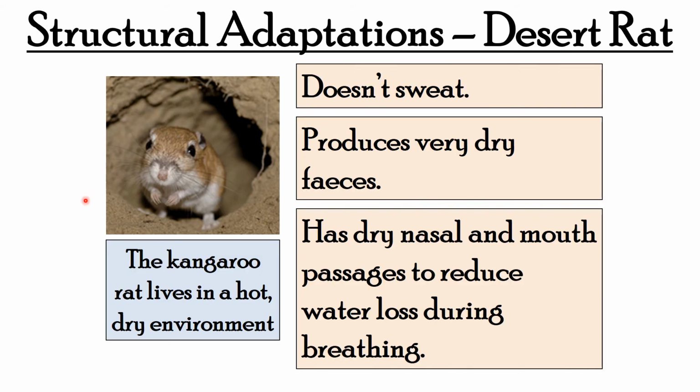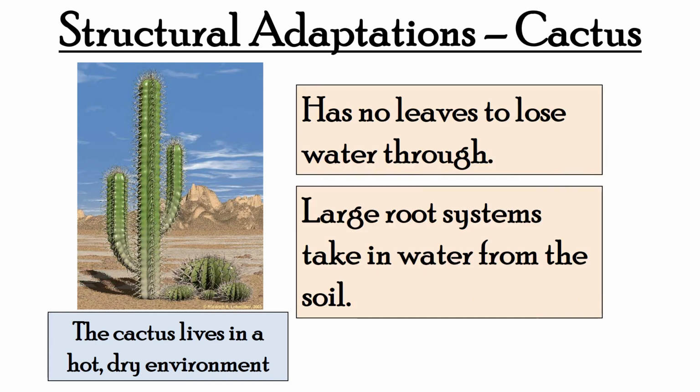So here they are. There's a desert rat in its hot, dry environment. Various adaptations, which again have just happened. It's not like the kangaroo rat has chosen to do it. It's just been a random mutation which has allowed it to survive. And over thousands of years, they've ended up with these characteristics. Cactus, as I said, they've got no leaves to lose water, and they've got these large root systems to take in as much water as they can, whatever is available.